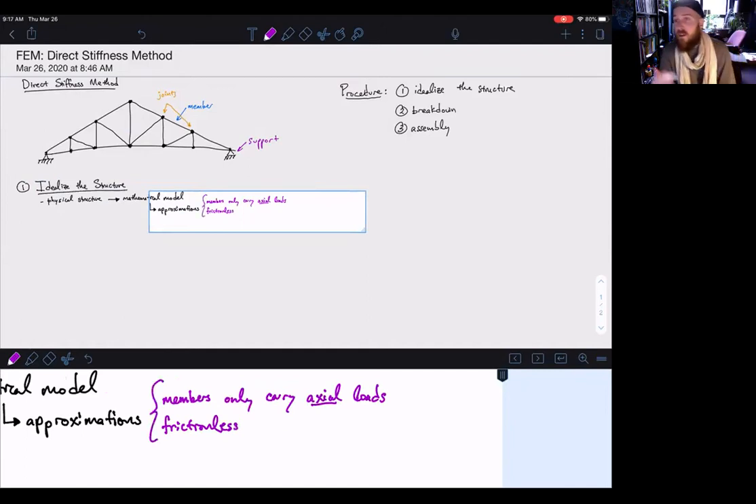And these are by no means any limitations of the direct stiffness method. This is just what we're doing right now to simplify our mathematical model. Once we finish this for the simplest case, we'll go back and relax this first assumption about only carrying axial loads. We'll change that to something where you can have a structure that can have axial deformation and bending deformations. You can add friction, you can add whatever physics you want to the model. It just increases the complexity of it.